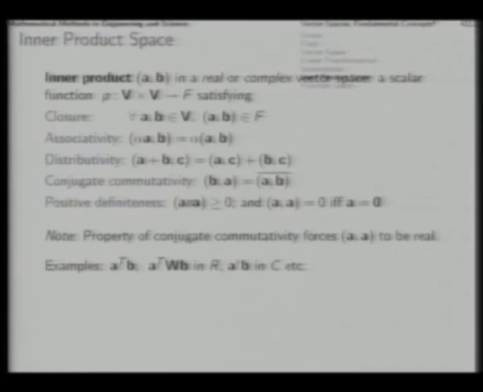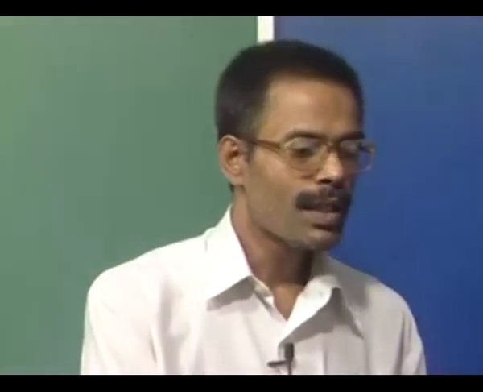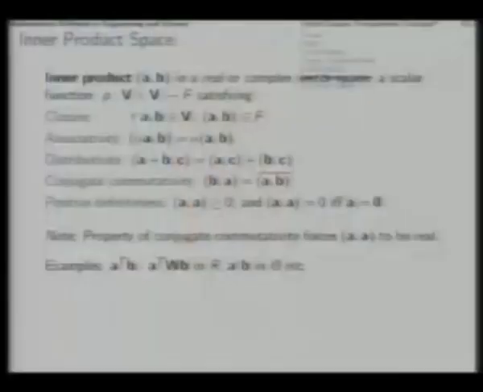Then you can talk of its being positive real or negative real number, and this is another requirement which makes sense in that context, that it has to have positive definiteness, that is, this must be positive or 0, and it will be 0 only if A is equal to 0. So, a product satisfying all these requirements is defined as the inner product. These are all examples of inner products.